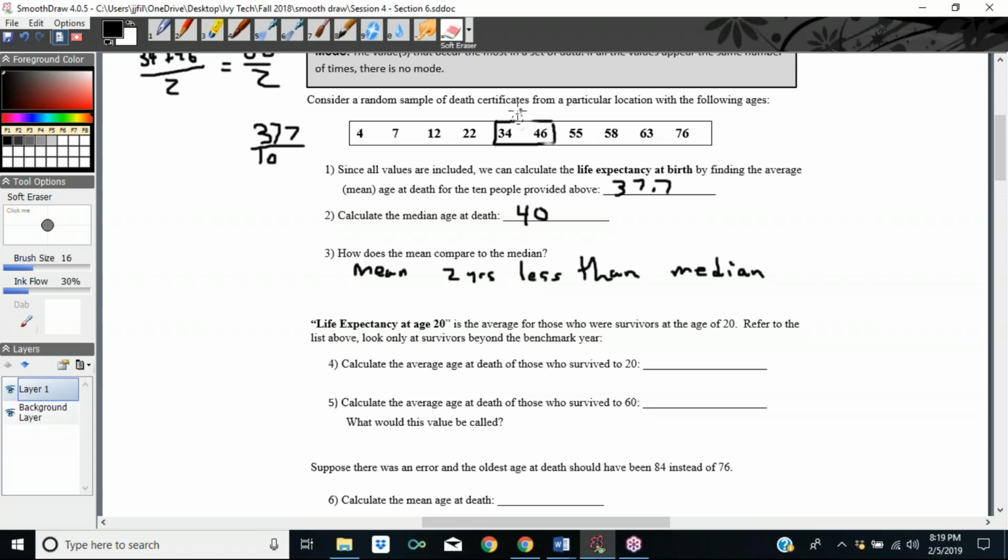I'm going to erase my marks I already have on here. Okay, so the first group of numbers is everybody who was born out of those 10 people. Now let's look at the survivors if they at least made it to age 20. So we're going to cross these ones out. Now all of the remaining ones live to be at least age 20, so we can find the life expectancy at age 20. So now we're going to add up the remaining numbers, those 7 numbers, and then divide by 7.